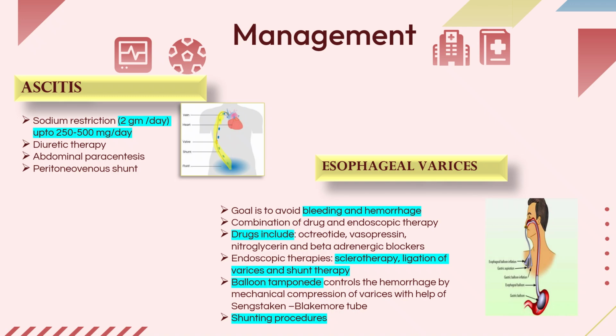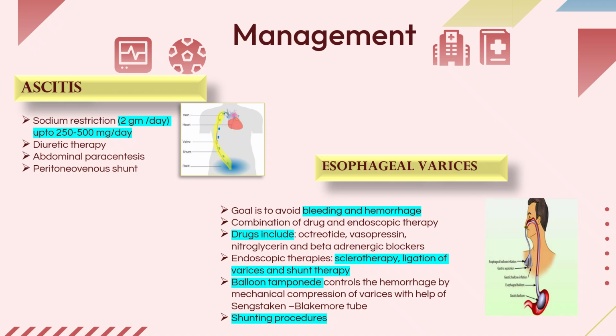Next we come to how do you manage esophageal varices? For esophageal varices, our goal is to avoid bleeding and hemorrhage. A combination of drug and endoscopic therapy is done. Drugs include octreotide. You will hear that commonly. In liver cirrhosis, you will hear this term octreotide very much. Vasopressin, nitroglycerin, and beta adrenergic blockers. Octreotide and vasopressin are basically to decrease the esophageal varices bleeding.